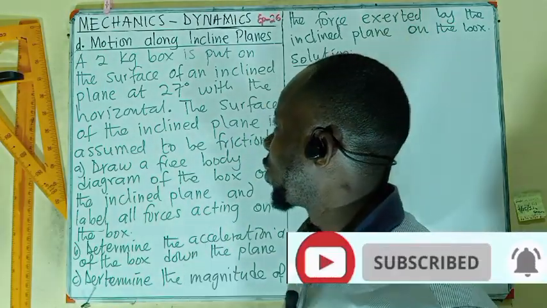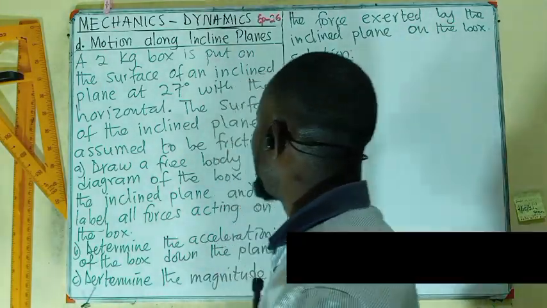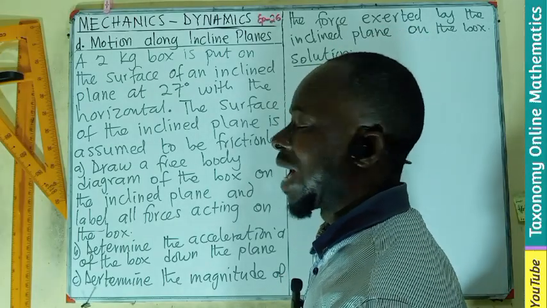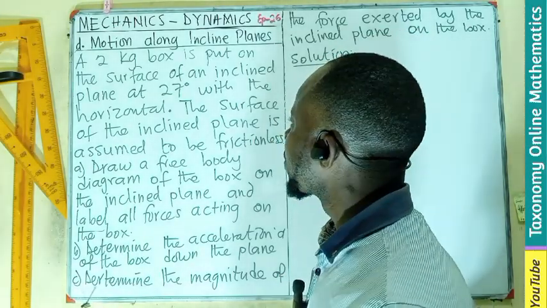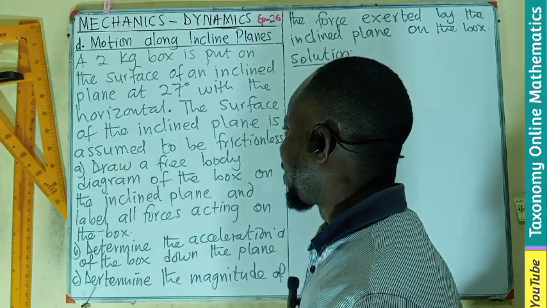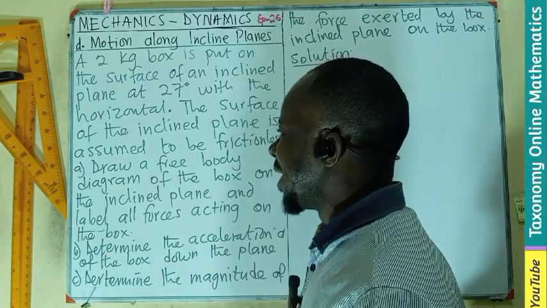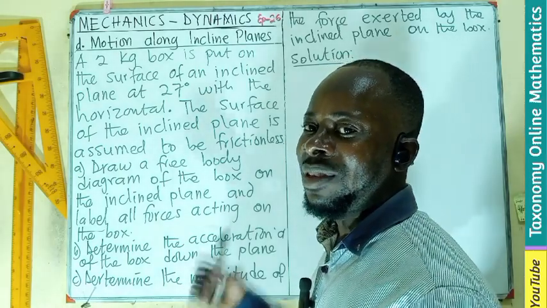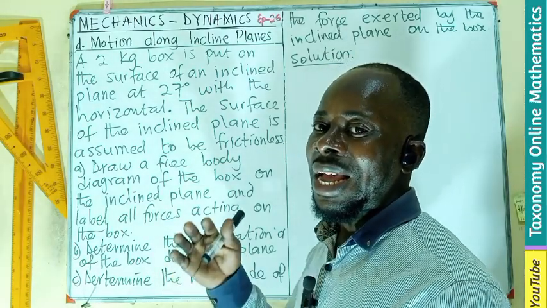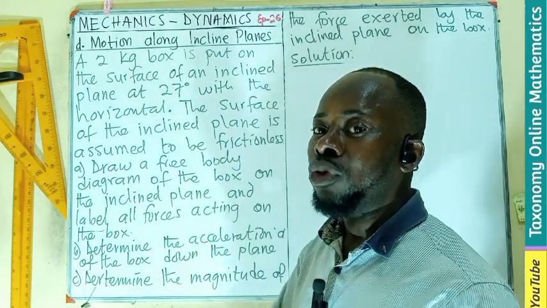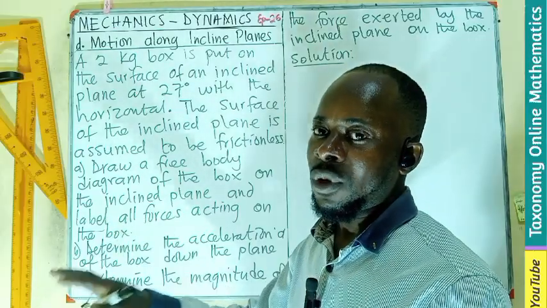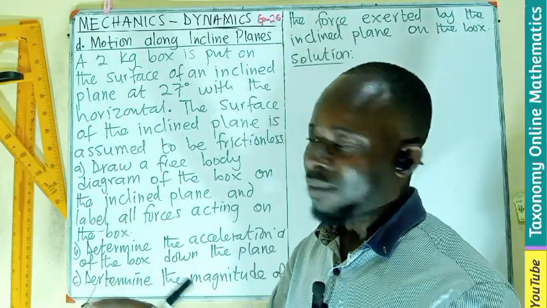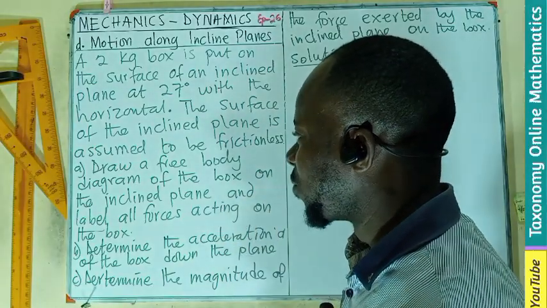So we have a 2 kg box put on the surface of an inclined plane at an angle of 27 degrees with the horizontal. The surface of the inclined plane is assumed to be frictionless. Remember when we started this tutorial, we said the inclined plane surface could be smooth or rough. When it is rough, there's friction. If it is smooth, frictionless. So that means we are dealing with a smooth surface.